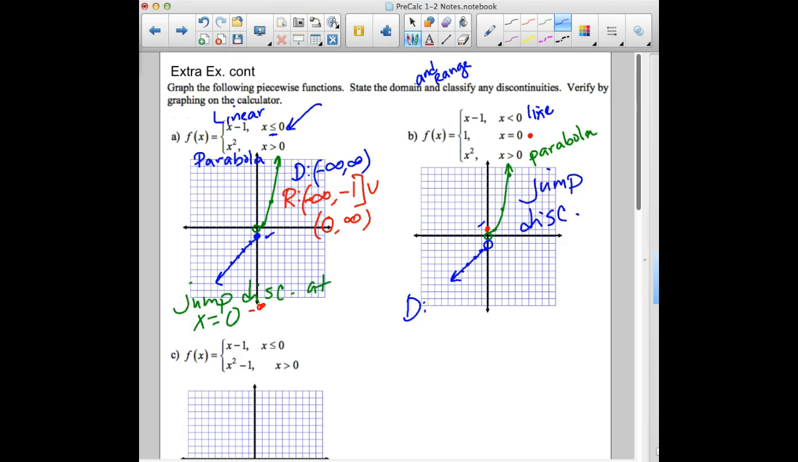Domain. Have I used every value for x? I've defined it for less than 0, for 0, and for bigger than 0. So my domain is everything. What about my range? Start at the bottom. We start at negative infinity and we go up to -1, but this time it's not included, right? It's an open circle. Then I have a jump and I pick it up again at 0. And do I use everything above 0? Yes. So 0 to infinity is the second piece.